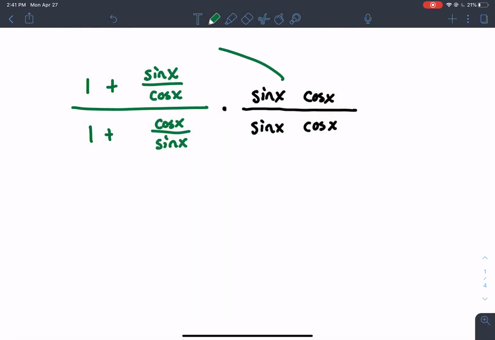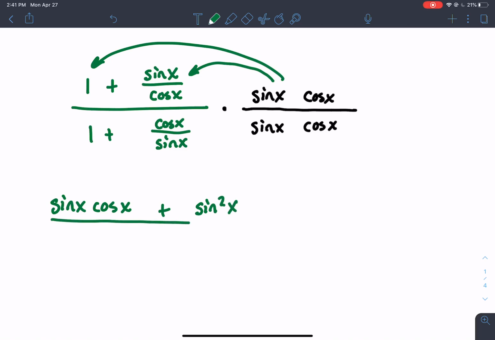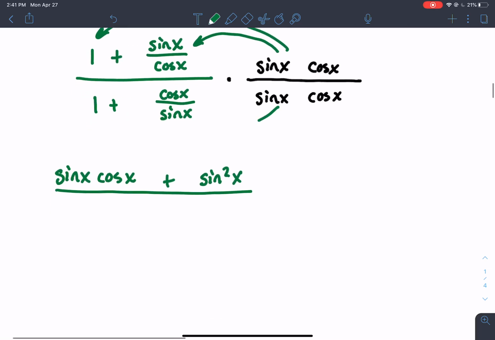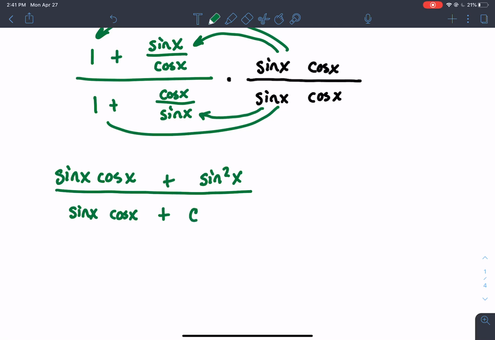Okay, so when I distribute now, this is going to be sine cosine plus, if I multiply it to this term, the cosines are going to cancel each other out. So then you're going to be left with sine squared. And then if you do the same thing on the bottom, you got sine cosine plus, if you do it to the second term, the sine's going to cancel. So then you got cosine squared.